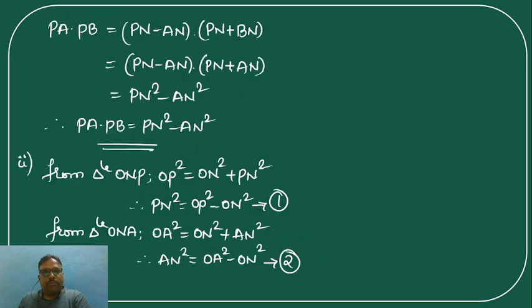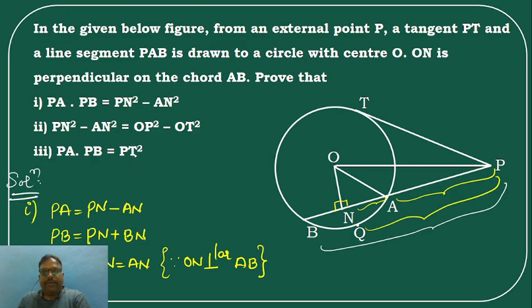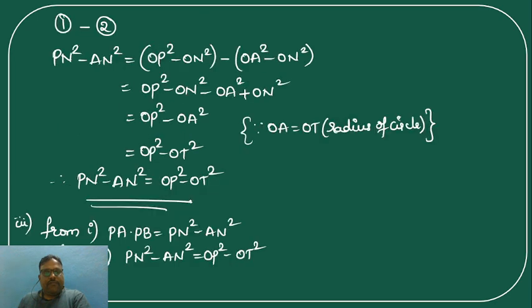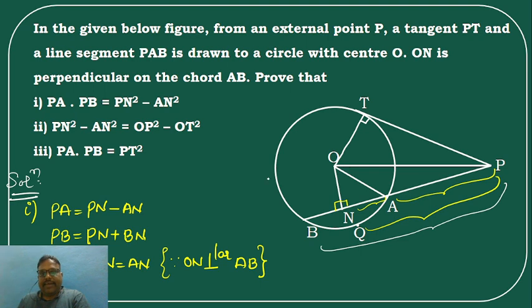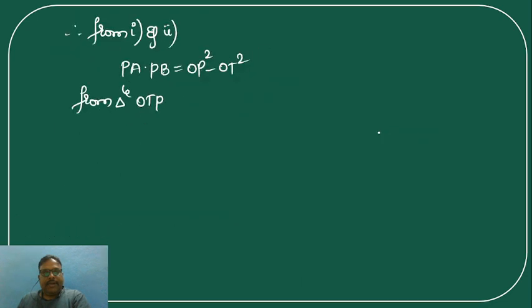But what we have to prove is PT square. So if I join this OT, then OTP forms a triangle, that too a right angle triangle, because where the tangent and the radius meet, the angle will be 90 degrees, right? So from triangle OTP, since it is a right angle triangle, I can write OP square is equal to OT square plus PT square.